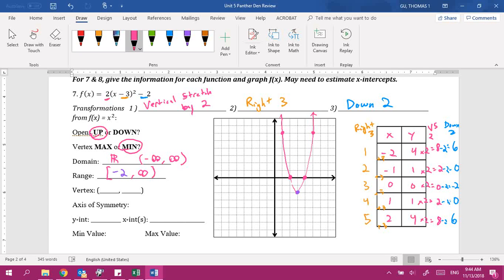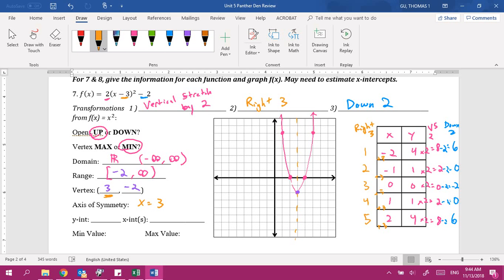All right, where is the vertex? 3, negative 2, right. There's the vertex right there. So the axis of symmetry always goes through the vertex, so what is the axis of symmetry? X equals 3, very good. And notice the axis of symmetry is always x equals the same x as your vertex.